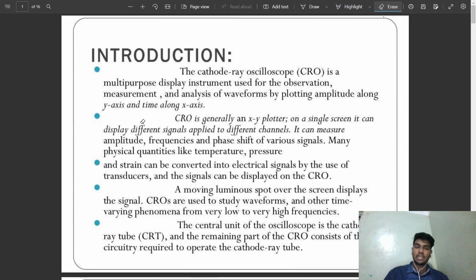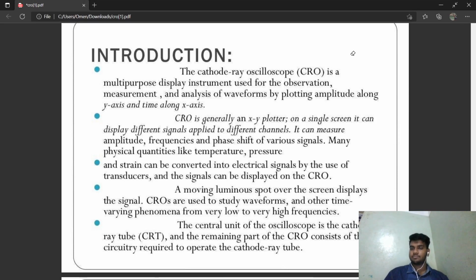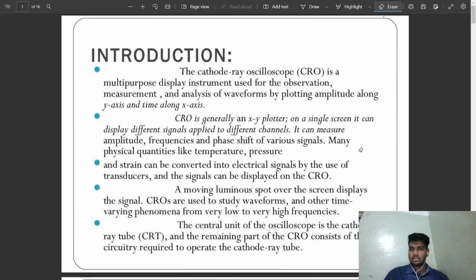So here on a single screen, it can display different signals applied to different channels. As I said, comparatively, we can know that. So for example, say that we are using an amplifier here. Let this be an amplifier. There will be a lot of signals. Let this be an amplifier with this as the VREF pin, and this will be the ground pin, and this will be the input, and this will be the output.